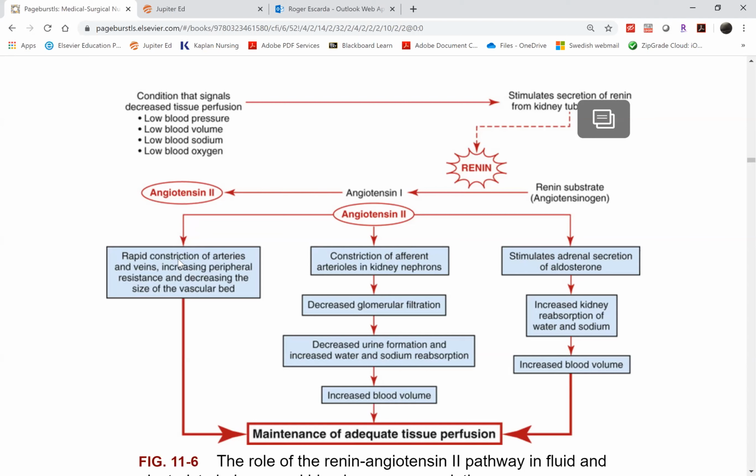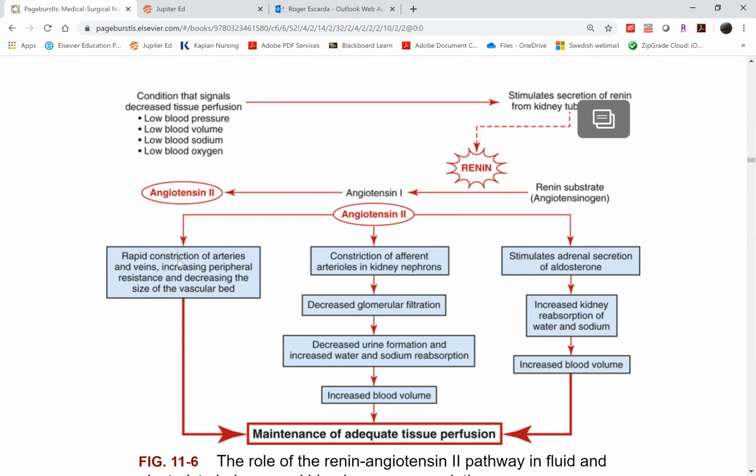Angiotensin 2 is now the vasoconstrictor. So with vasoconstriction, what happens to the resistance? You narrow the diameter of the vessels, similar to drinking a Slurpee out of a coffee stirrer. What happens to the pressure? You are constricting the arteries and veins, increasing vascular resistance. What happens to the blood pressure? It goes up. It increases.